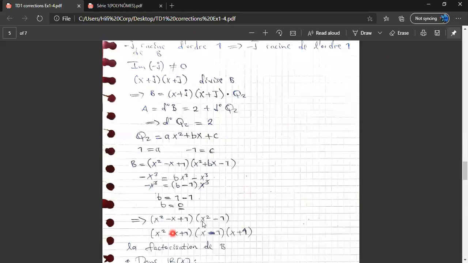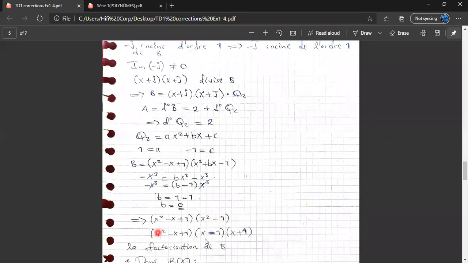Although this has not yet been simplified, because in R, when you have x squared minus 1, you can decompose it further by using what? A difference of two squares. So when you apply the difference of two squares, what are we going to have? x minus 1, x plus 1. In its simpler form, in R, B is decomposed in this form.